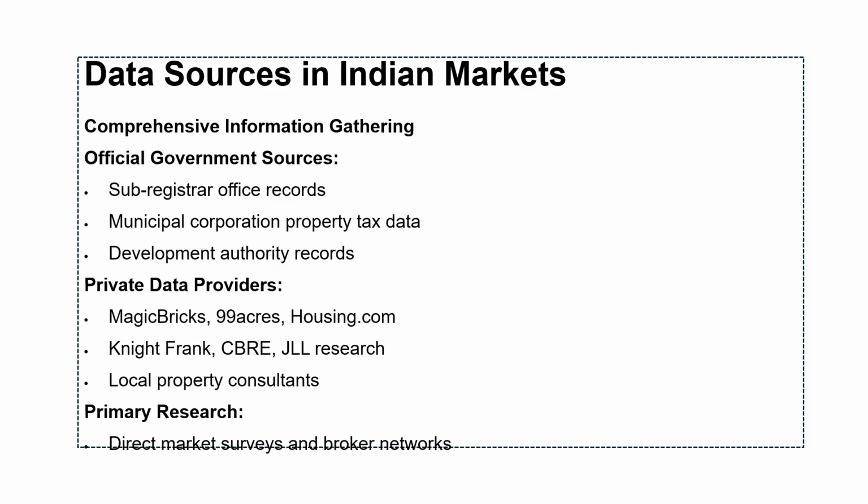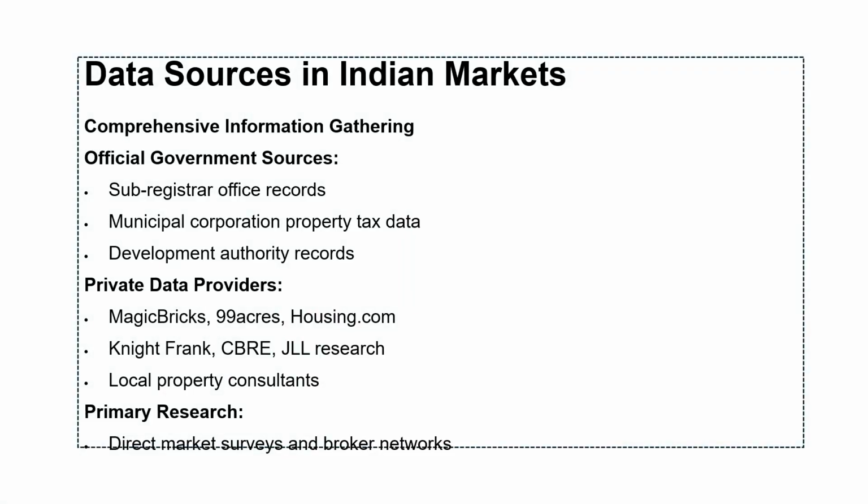So official data comes from government offices, sub-registrar office, municipal corporation. Private data we can get from these online portals, these international and local consultants, and then we can also do primary research, that is, we can directly survey and use broker networks for this purpose. So there can be multiple ways in which we can collect the data and then make the comparable. So it's not just one data point, we are collecting it from multiple sources.